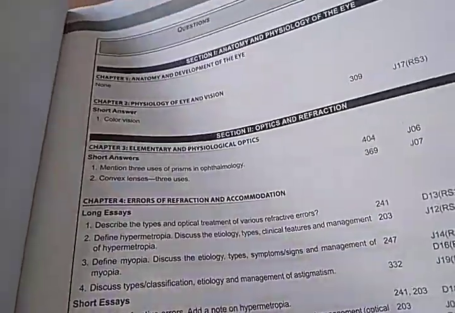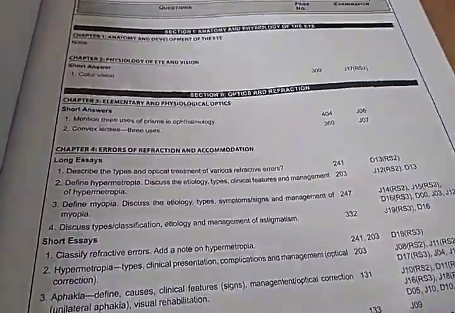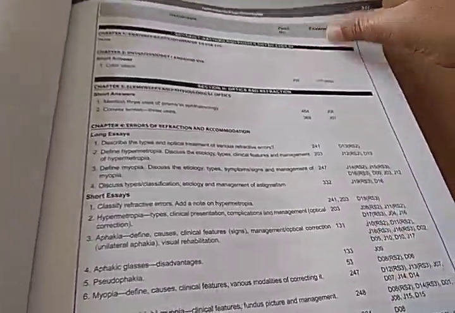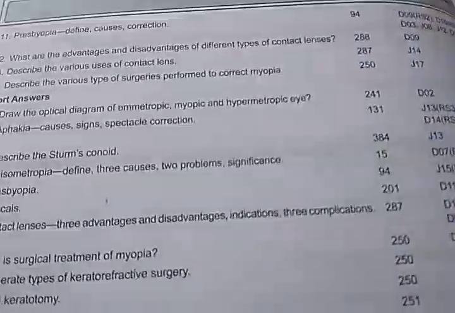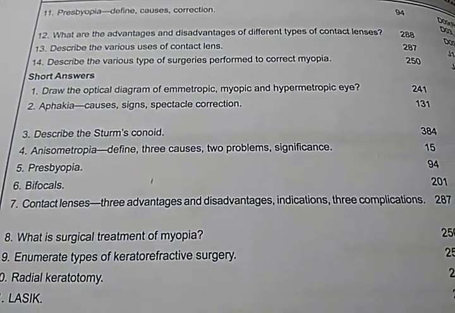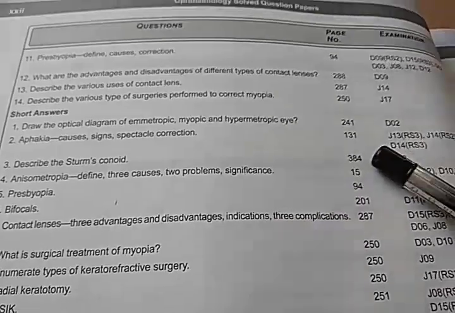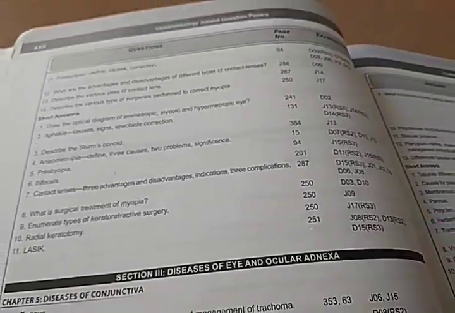From each chapter they give you the important questions as long essay, short essay, right? And the answers to these questions. So let us look at some of these. What is the Sturm's conoid? Page 384. Let's look at this.